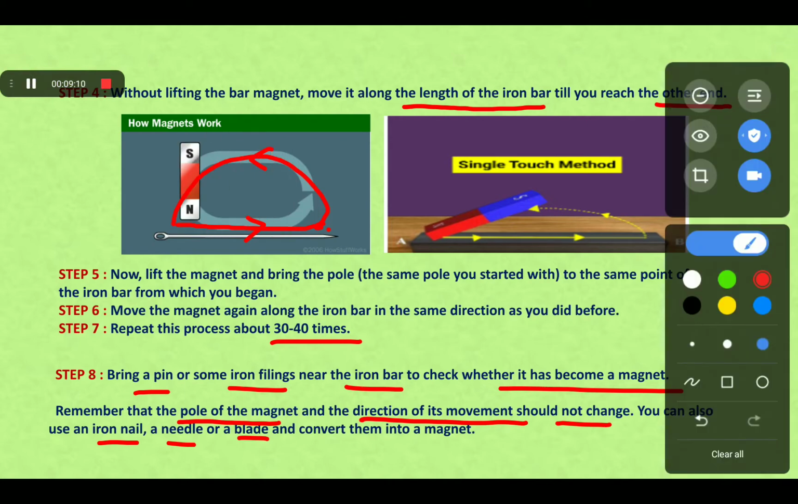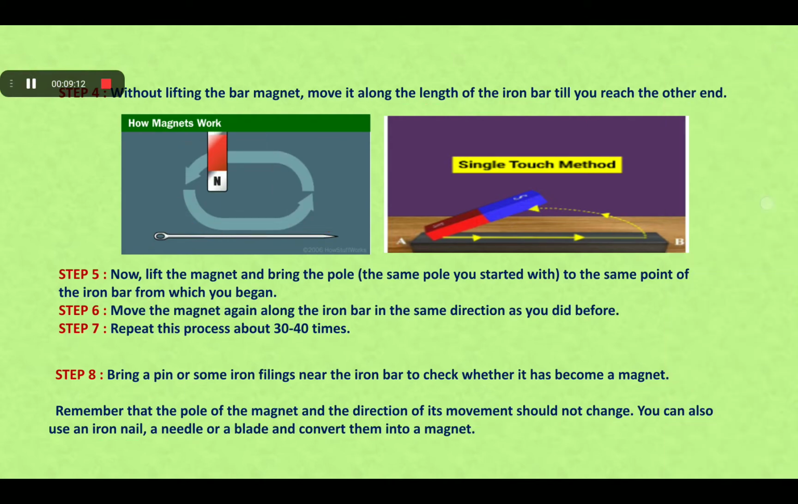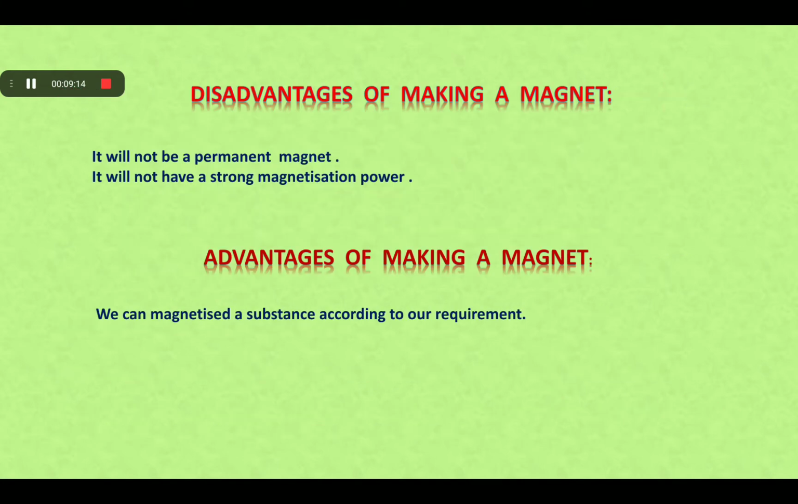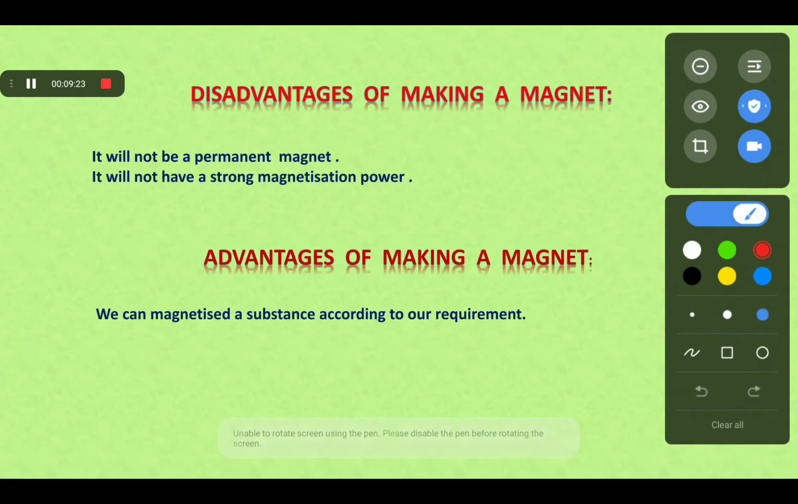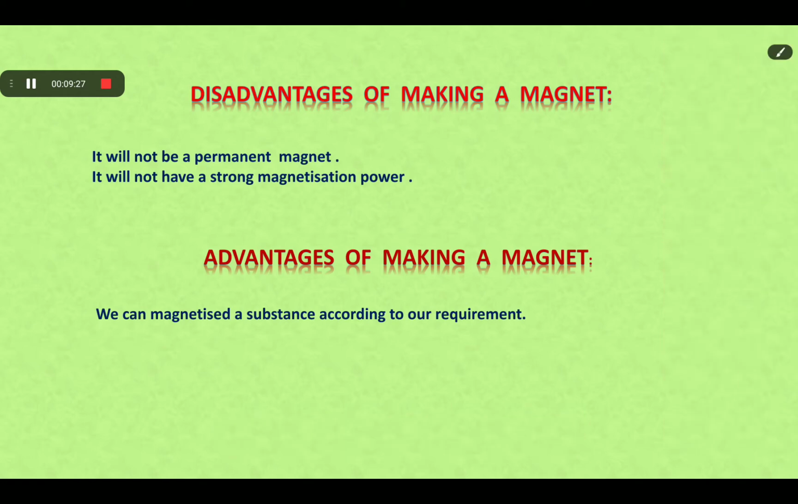Now, in the next slide, there are some disadvantages of making a magnet. Here, the iron bar which has become a magnet will not be a permanent magnet, and the second is that it will not have a strong magnetization power. So these are the two disadvantages of making a magnet.